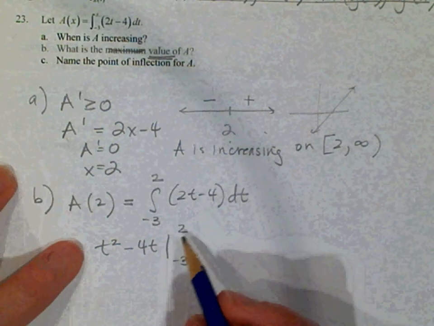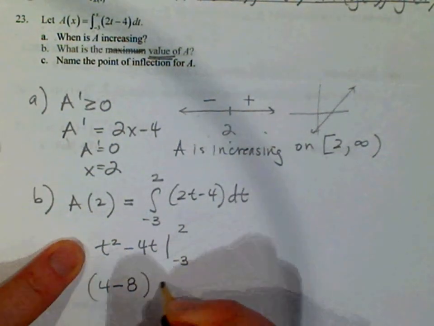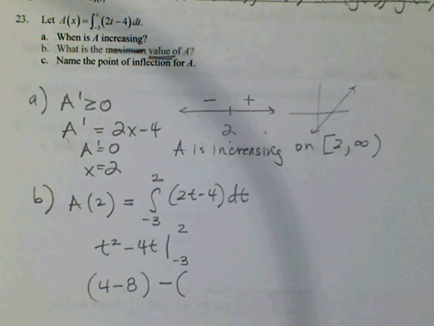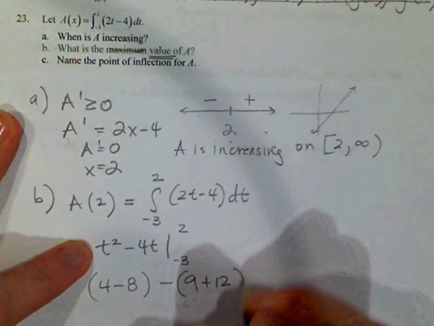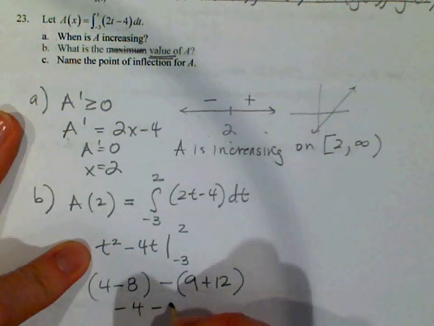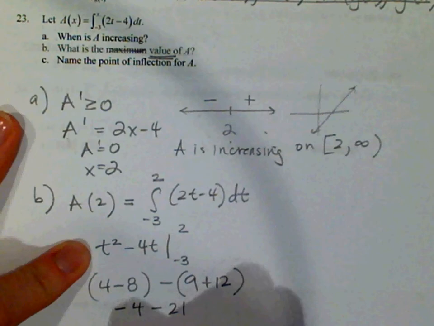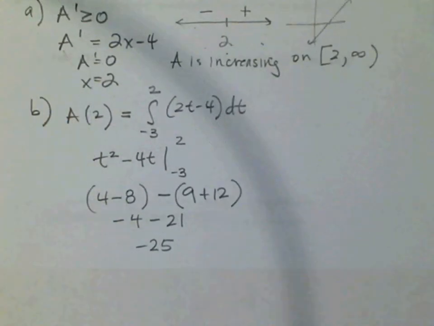And if I substitute in a 2, I get 4 minus 8. Then I'm going to subtract when I substitute in a negative 3. So that's a 9 plus 12. And I get negative 4 minus 21, which is negative 25. So if the question asks for the minimum value, which I know it doesn't, but I think this makes more sense, we're going to say the minimum value of A is negative 25.